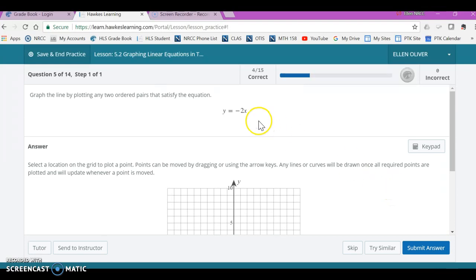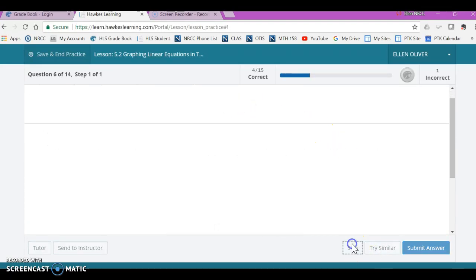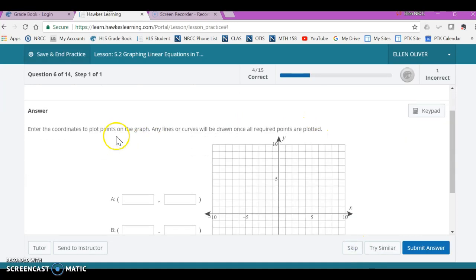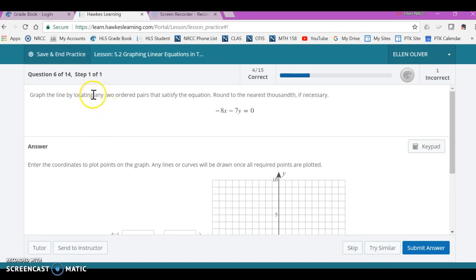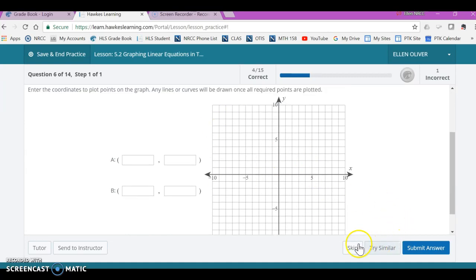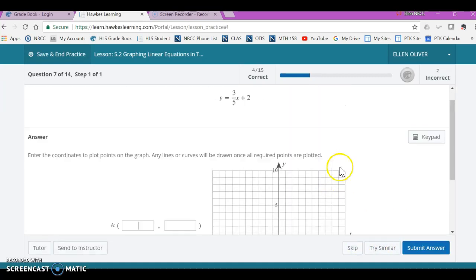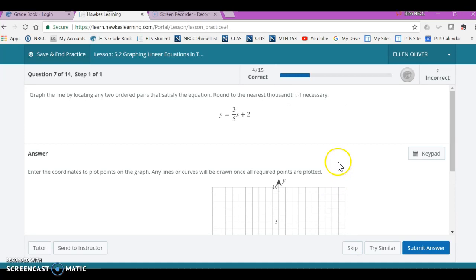All right. Same thing here. I'm going to plug in two different x's, 0 and 1. Same thing here. This time it wants any two ordered pairs. So I'm going to plug in x equals 0. And then maybe I'll plug in x equals 7 or negative 7 and solve for y. And they should be 2 points on the graph. I'm going to try to find one with fractions because everybody hates that.